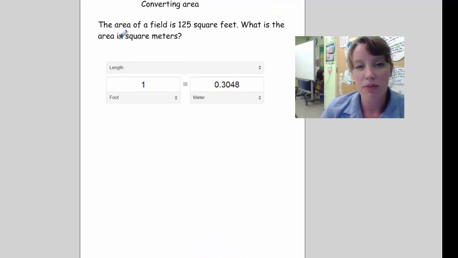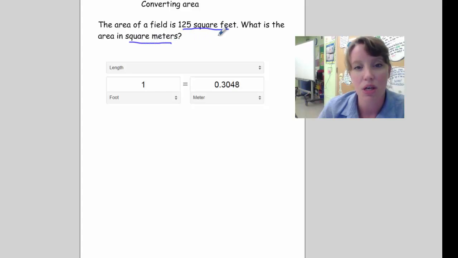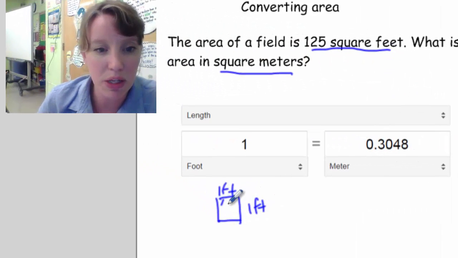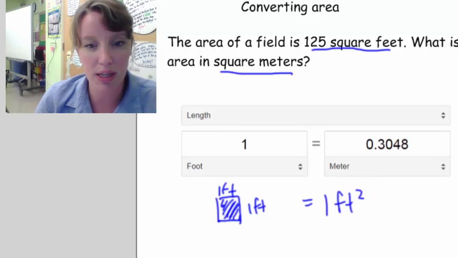Okay, the area of a field is 125 square feet. What is this in square meters? Now, this is a type of conversion that uses squares. So this is an area conversion. It's not a length conversion. So a square foot is a block that's 1 foot by 1 foot. Literally, if I thought about a square foot, like what it would look like in the world, it is just a square that measures 1 foot by 1 foot. Okay, that's 1 foot squared, like that.